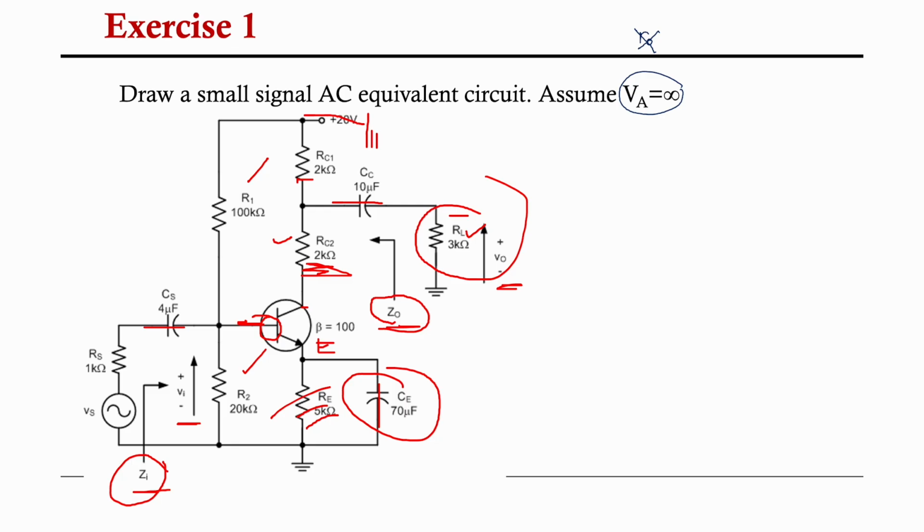We have discussed this in the previous class, so please go back to your previous class lesson, let's say if you are blur. Now we need to draw a small signal AC equivalent circuit. First of all, we need to draw the AC equivalent circuit. So what we have to do, we need to replace this VCC with ground. All the VCC will become ground.